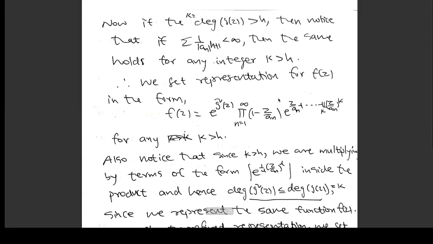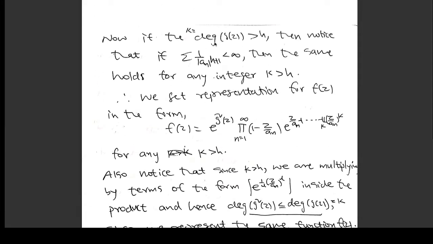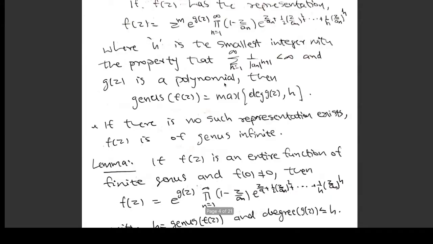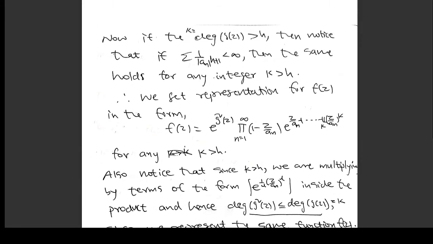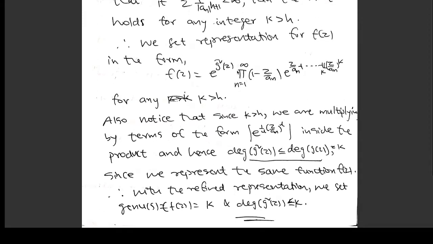That's the question. So in general also, if f(z) is of finite genus, then you will get such a representation, but you don't know whether the degree of g(z) is less than or equal to h. That need not be true in general. So if the degree of g(z) is greater than h, then that will be the genus of f(z). So suppose you have such a representation, where the degree of g(z), which we denoted by k, is strictly greater than h. Then what we do, we just make a small change here.